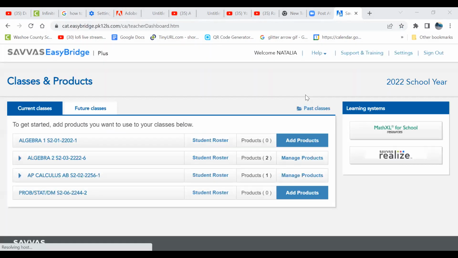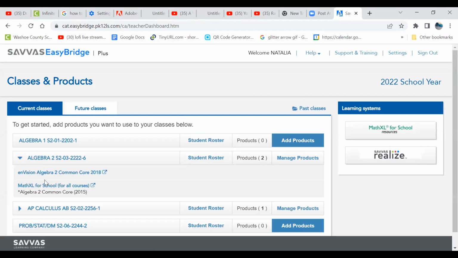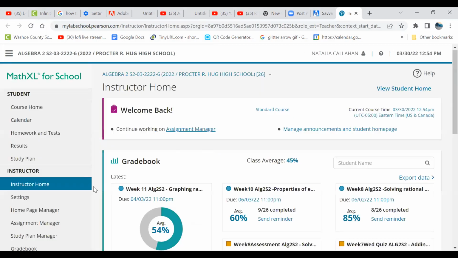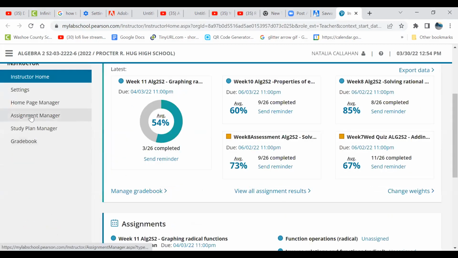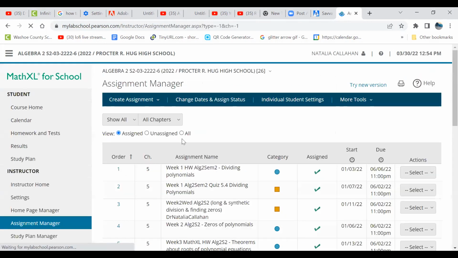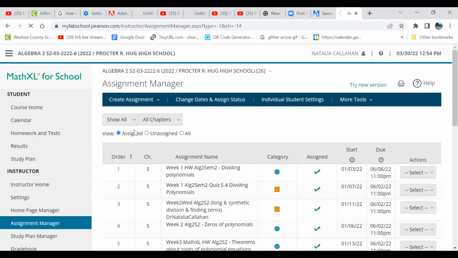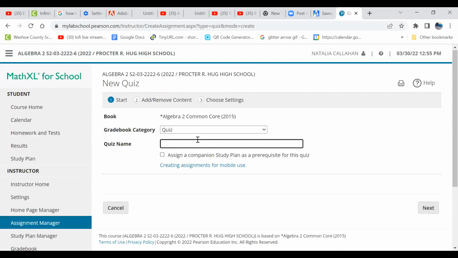And if you're using the school computer, you're already signed in. You go to Algebra 2. You don't go to Envision. You go to Math Excel because that's where it's at. And once you're here, I'm going to go ahead and create the assignment for you guys. So I'm going to go to my assignment manager. And I'm just going to go create quiz. And this will just be week 11, Wednesday, Algebra 2, semester 2. And it's going to be on graphing radical expressions.